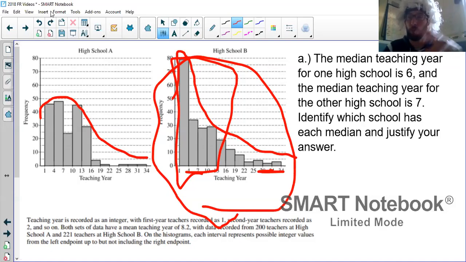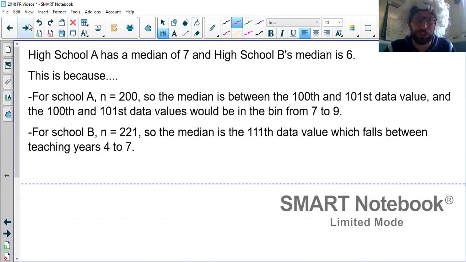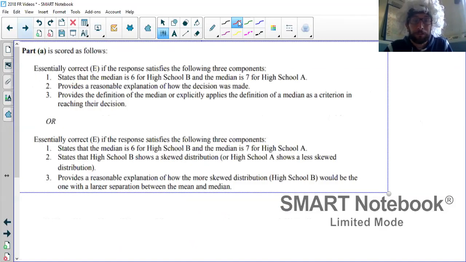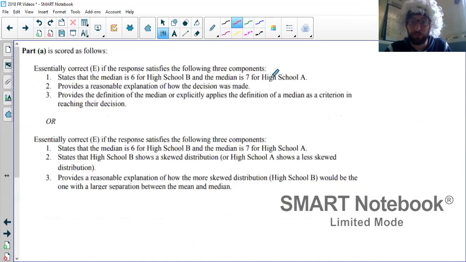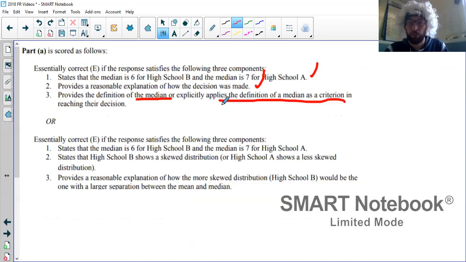So that would be a more conceptual, less procedural way to go about answering this, but also essentially correct. And that's what we'll see here. Essentially correct: states the median is 6 for B, 7 for A. We got that. Reasonable explanation, I think we got that. Applies the definition of a median. A lot of the work that I showed on these whiteboards would be on your paper on the AP exam, and I think that would help lend itself toward getting the essentially correct here.